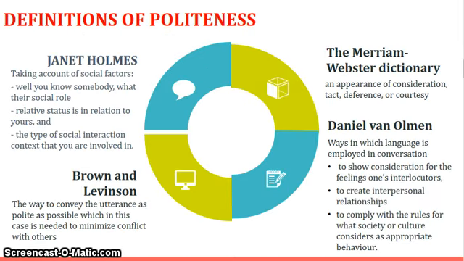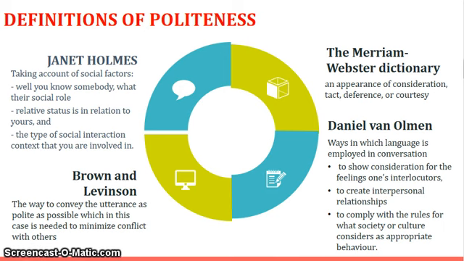Politeness is defined as an appearance of consideration, tact, deference, or courtesy in the Merriam-Webster Dictionary. According to Janet Holmes in her book, An Introduction to Sociolinguistics, politeness is taking account of social factors in the sense of how well you know somebody, what is their social role, what their relative status is in relation to yours, as well as what type of social interaction context you are involved in.